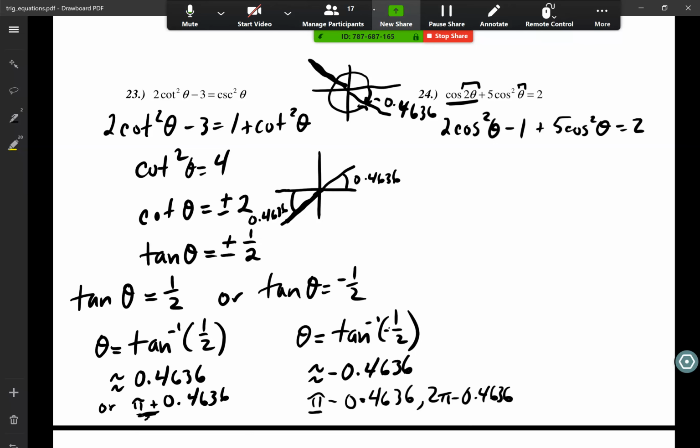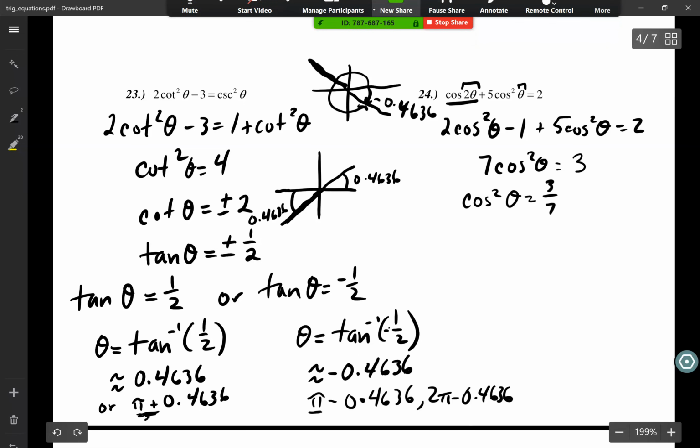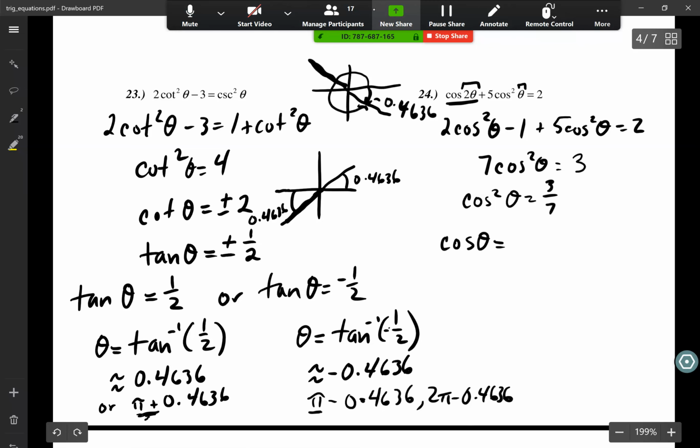So now let's see if we can simplify this a little bit. We get 7 cosine squared theta. When I add those two together, I'm going to try to isolate the cosine again. So I'm going to move the 1 to the other side to get 3. So we get cosine squared of theta is 3/7. If we take the square root of both sides, we get either the positive square root of 3/7 or the negative square root of 3/7.